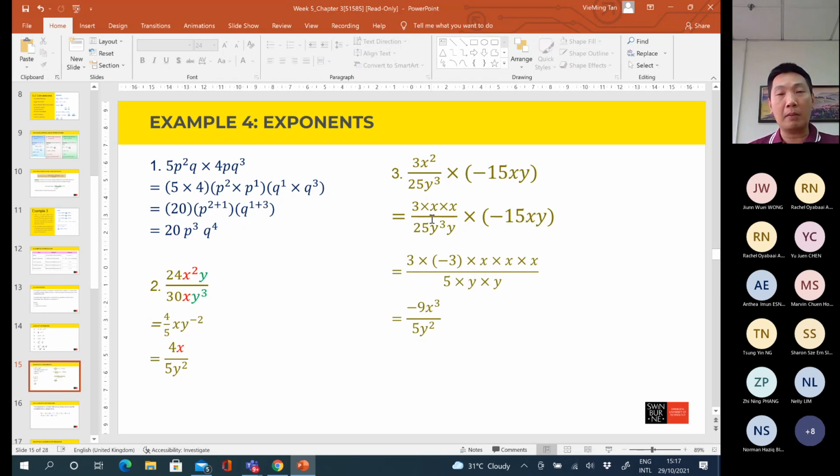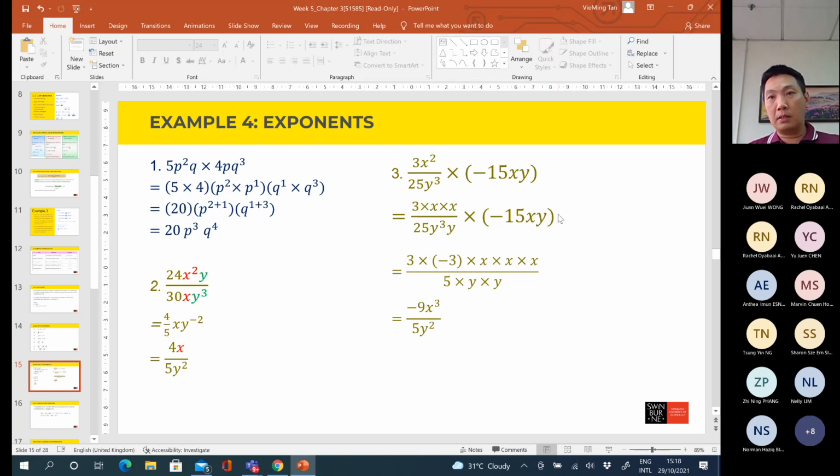Also the same, simplify number, x with x, y with y. Okay, so we start with the number first. 3 multiplied by negative 15, then divided by 25. Okay, so you get, it should be a negative number. So it's negative 9/5. Or you can leave the answer as a decimal number. It should be negative 1.8.